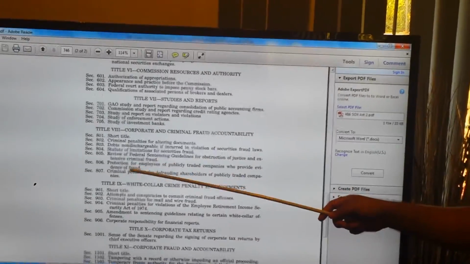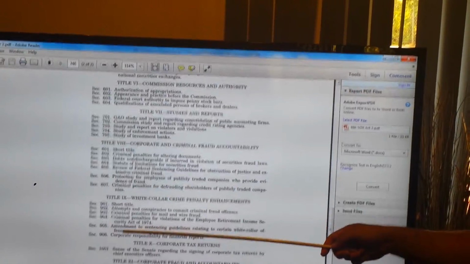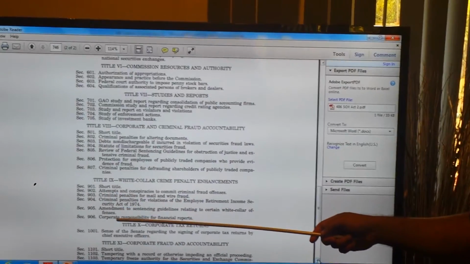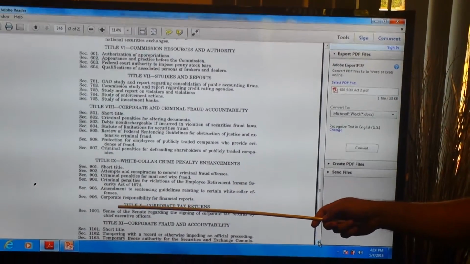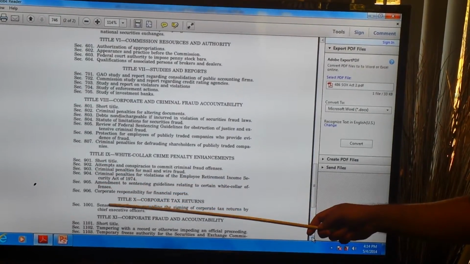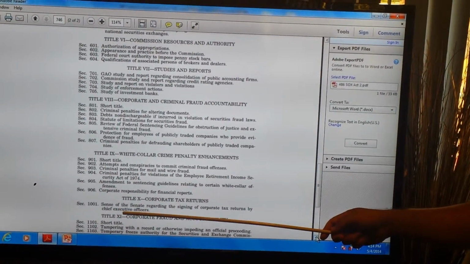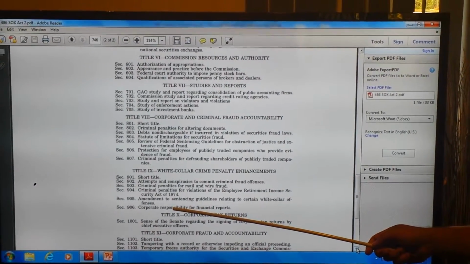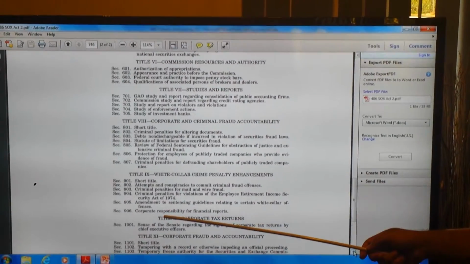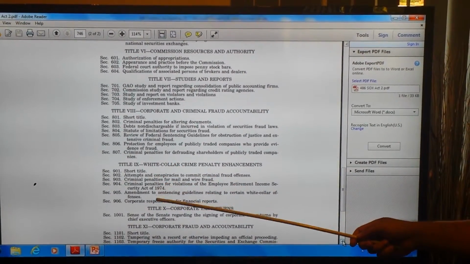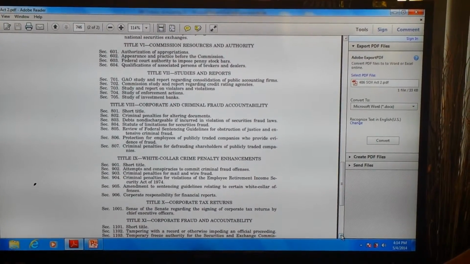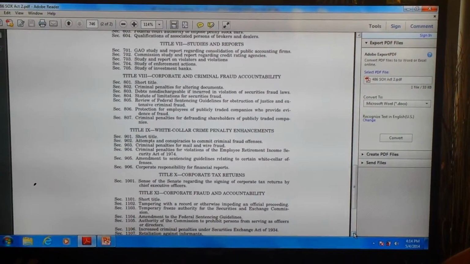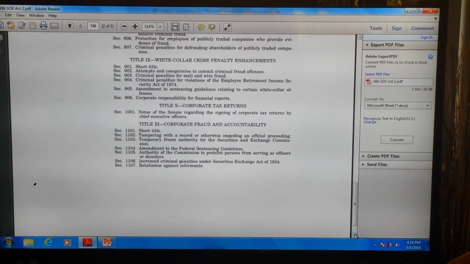So these are the new accountabilities for some of the frauds that were mentioned earlier. And these are increased punishment and penalties. Title 9 is white collar crime penalty enhancements. And these are referring to CEOs and executives and some of the penalties they face from 2002 forward if their firms do commit these offenses. Title 10 is corporate tax returns. And Title 11 is corporate fraud and accountability.